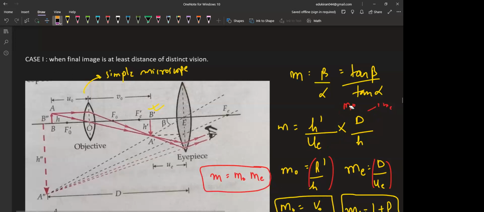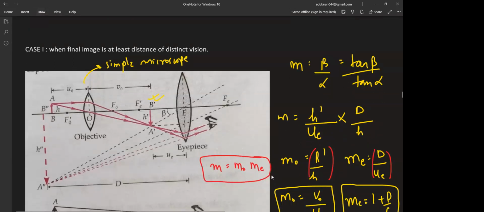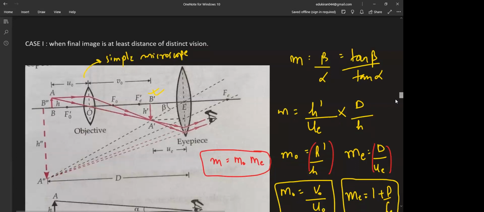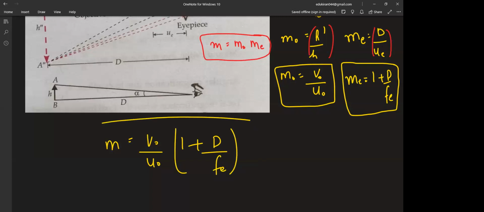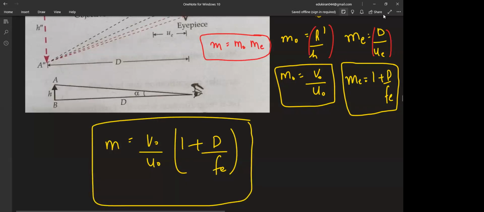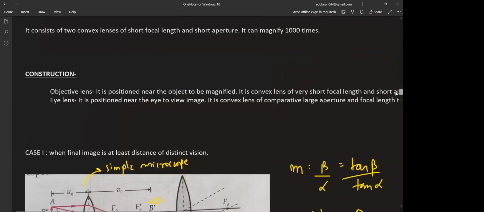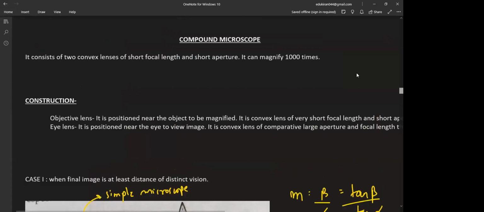Is it clear? First tell me, class. Is this part clear? Why m is equal to m naught into me? So what you can do, finally you can write V naught by U naught, then for E, you can write 1 plus d by Fe. This is the formula. Write it down. Compound microscope.